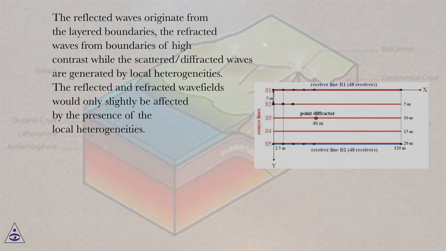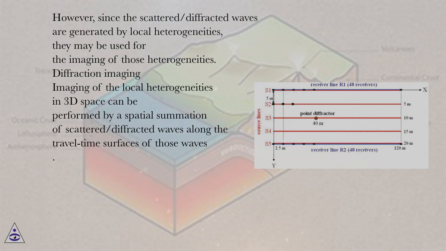The reflected and refracted wavefields would only slightly be affected by the presence of the local heterogeneities. However, since the scattered/diffracted waves are generated by local heterogeneities, they may be used for the imaging of those heterogeneities.